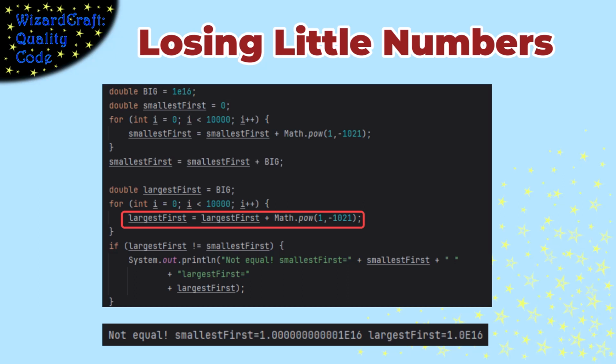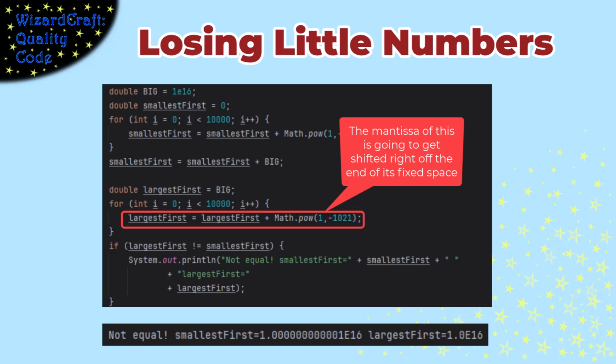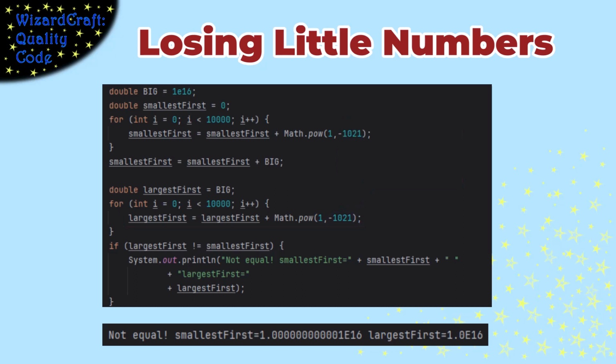The shift that we're going to have to do is in binary, but the difference in the binary exponents is going to be huge. As a result, we're going to shift that little value's mantissa right off the end of the fixed length binary number, and that'll make it 0. So the largest first code is essentially adding 0 to the big number 1,000 times.